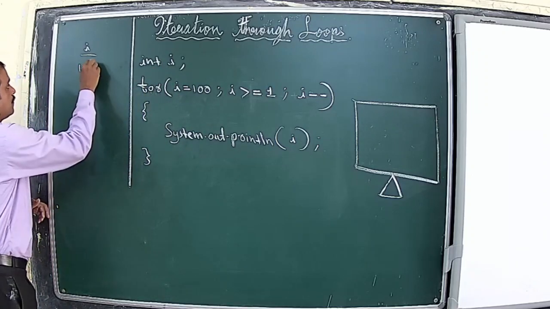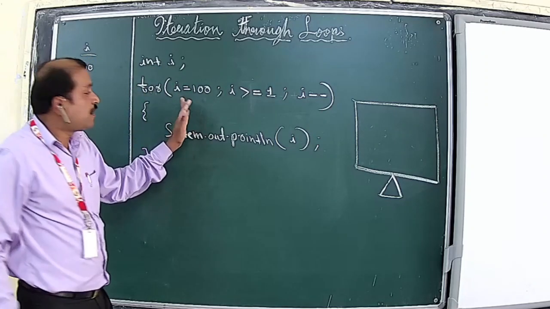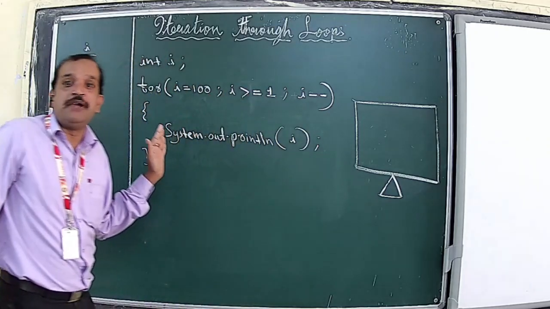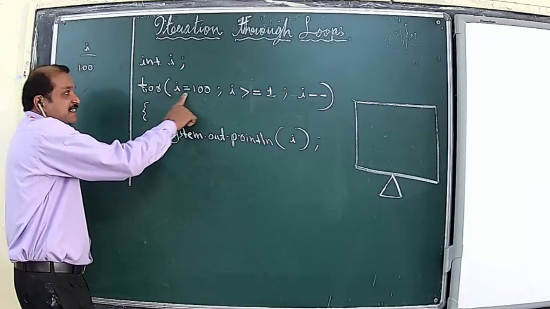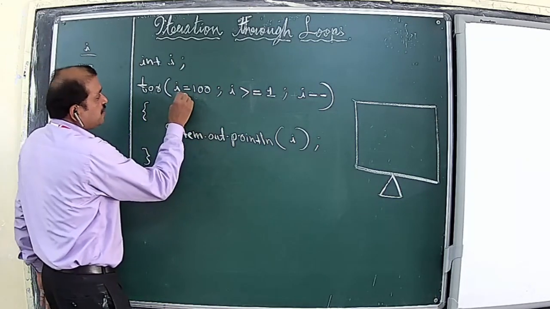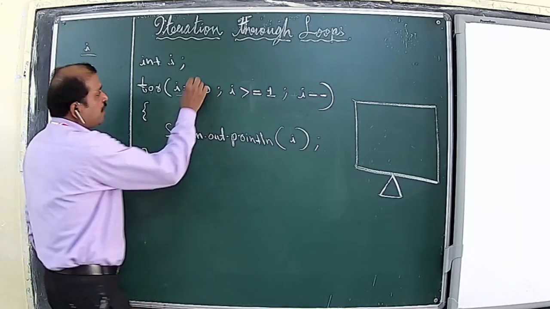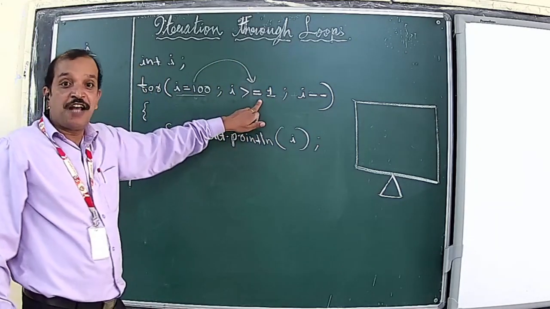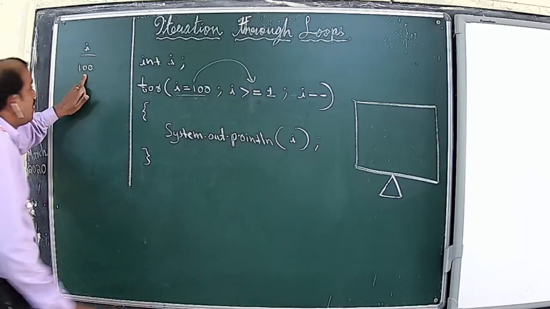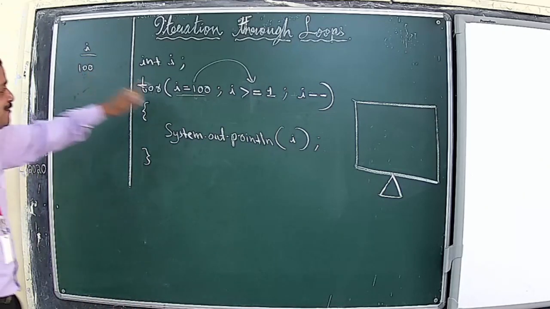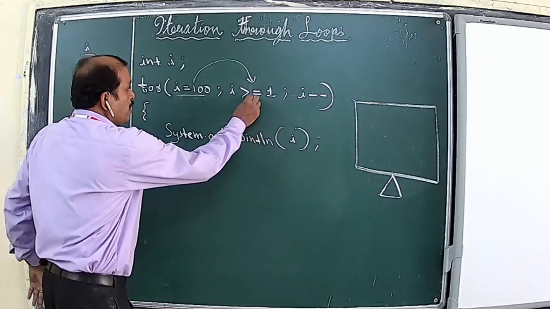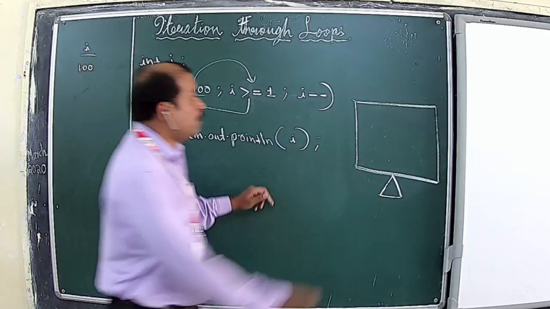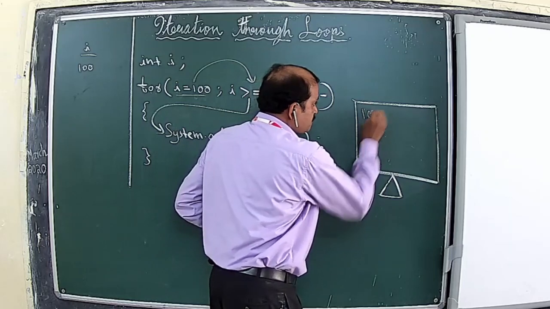I hope you know the order in which the various statements within a loop will be executed. First of all, the initialization expression will be executed, that is I equal to 100. After that, it will proceed to the test expression, I greater than or equal to 1. Since the value of I is 100, this expression is true. Therefore, it will proceed to the body of the loop, and the value of I will be printed here, which is 100.